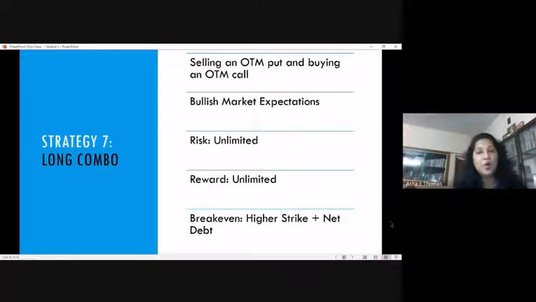So the reward, if his expectation goes like that, will be unlimited. Now the break-even point in this case is higher strike plus net debit. Net debit is nothing but the difference between premium paid and premium received. When he is buying a call, it will be premium paid. When he is selling a put, it will be premium received. So the difference between that, whatever is credited to his account, will be the net debit. And higher strike, normally that will be for the call.